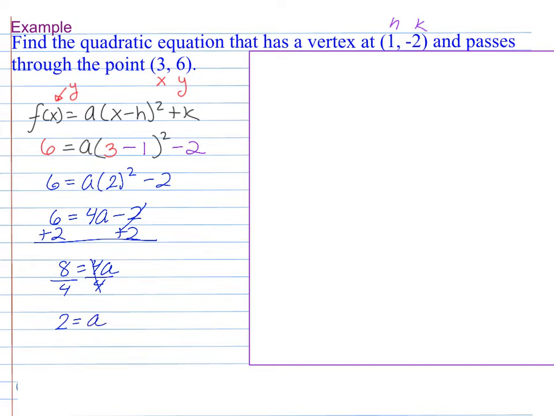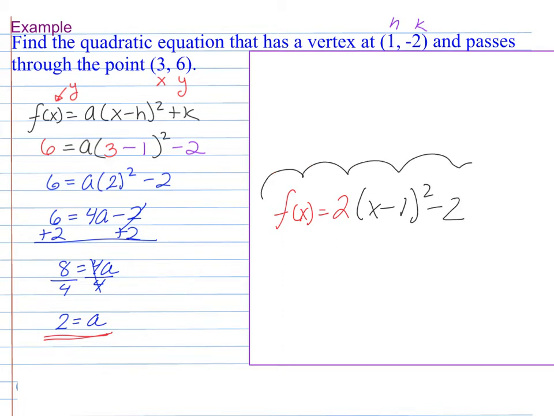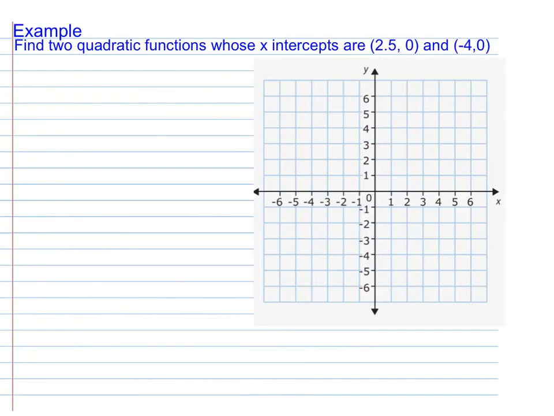So now that you have that, your quadratic equation in vertex form would be f of x is equal to 2, that we just figured out, times x minus h, not h, sorry, because we know h is 1, squared, and your k is negative 2. So this would be our quadratic function with a vertex of 1, negative 2 that passes through the point 3, 6. For this problem, they're asking you to write two quadratic functions whose x-intercepts are 2.5, 0 and negative 4, 0.